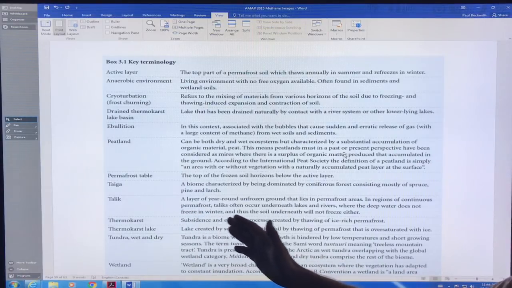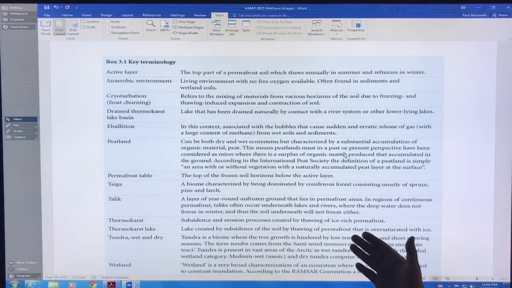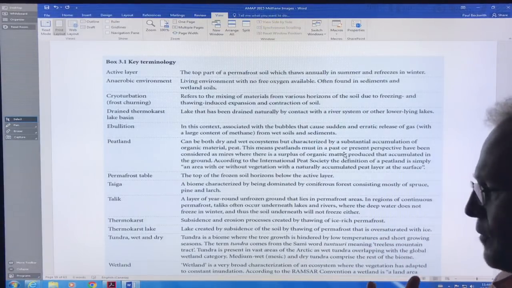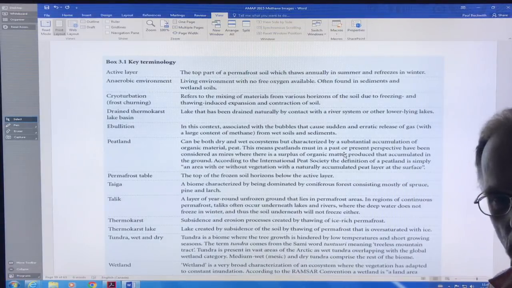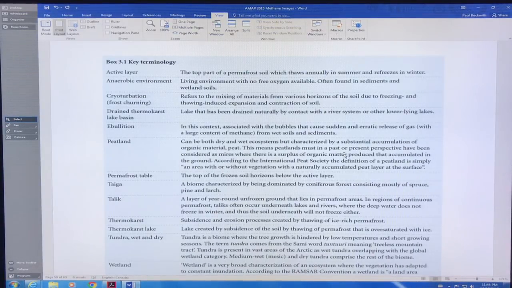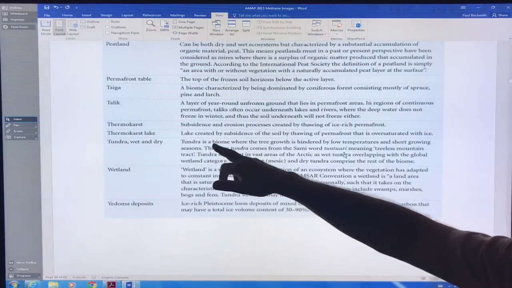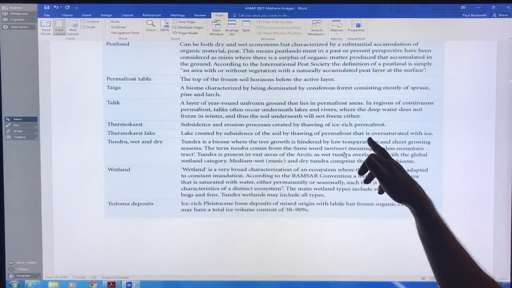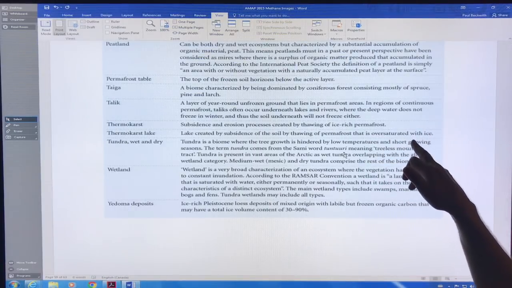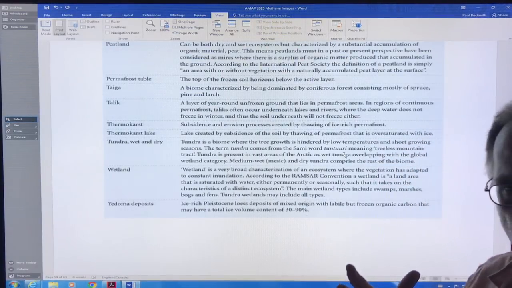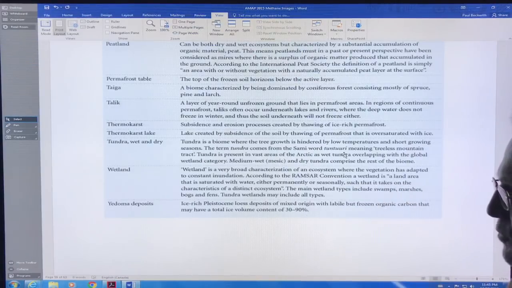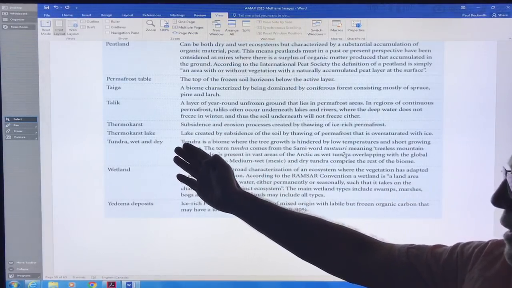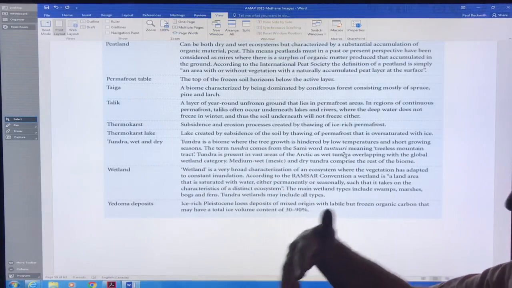Thermokarst is the subsidence and erosion processes created by thawing of ice-rich permafrost. So if you have an ice-rich permafrost and you thaw it, you're melting the ice, you get a contraction, the water drains off, the ground can drop and create this thermokarst lake. Subsidence of soil by thawing of permafrost that's oversaturated with ice. The ice content is very large. When the ice thaws, there's less material, things collapse in, and you get this thermokarst lake, which can then drain into rivers and other lakes that are lower.